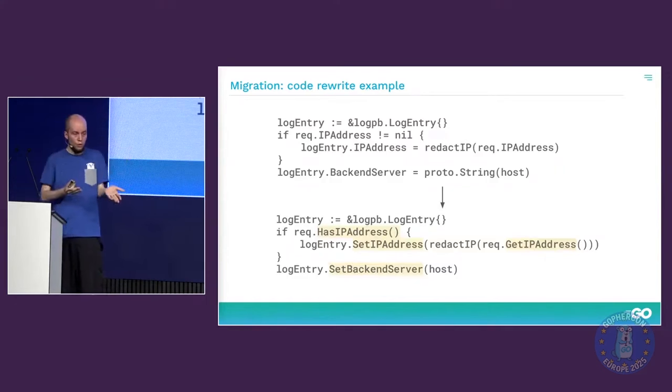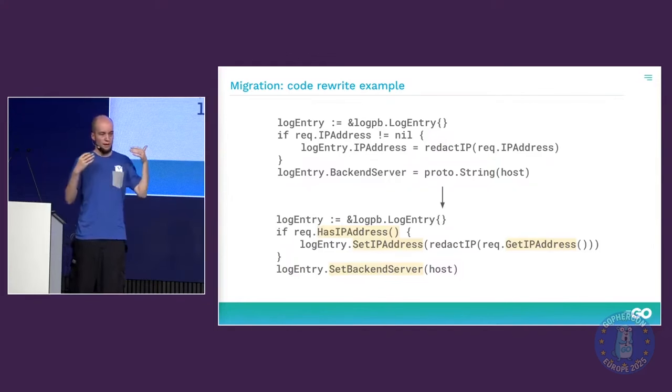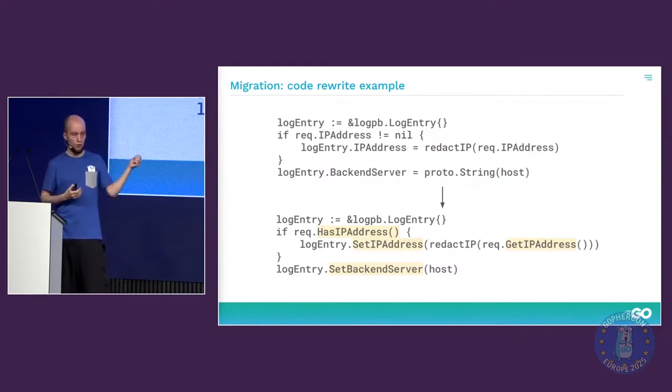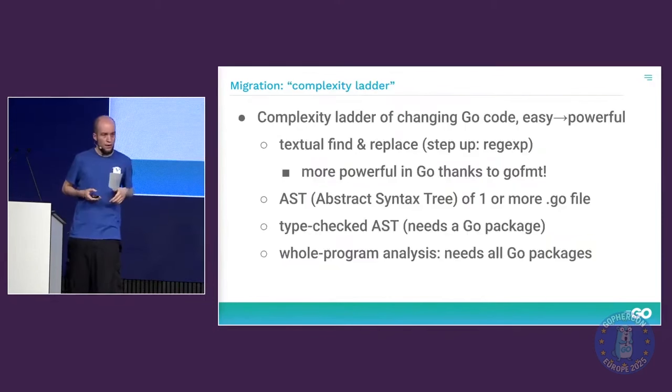So what do I mean when I say that? This is an actual example, right? On the top, you have the log pb.log entry type that we've worked with on the previous examples as well. Maybe you would check if the IP address is set, and if so, you would need to redact it for privacy reasons. And when you run Open to Opaque, it would rewrite your code as follows. So it would replace the not equals nil check with just the has, and then it would call set and get instead of accessing the field directly.